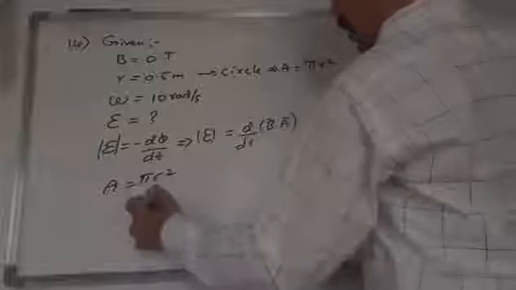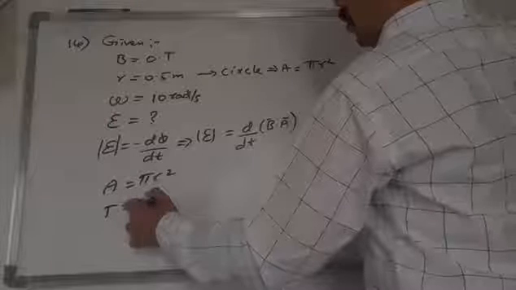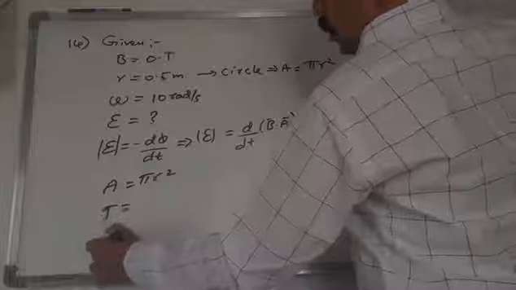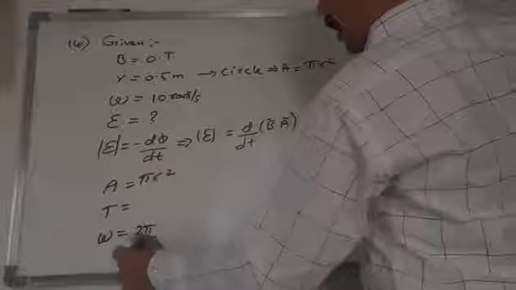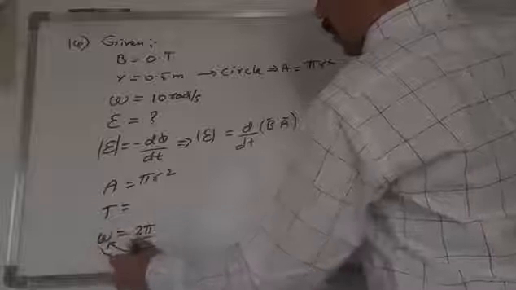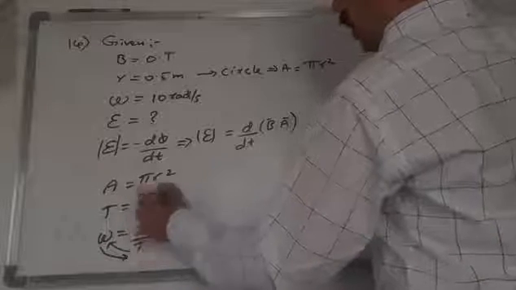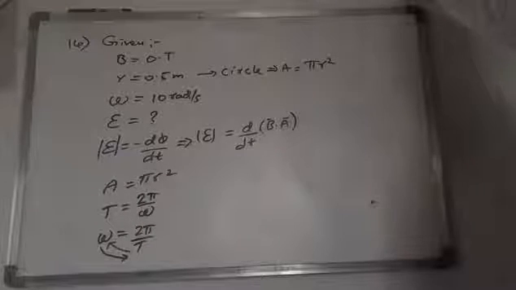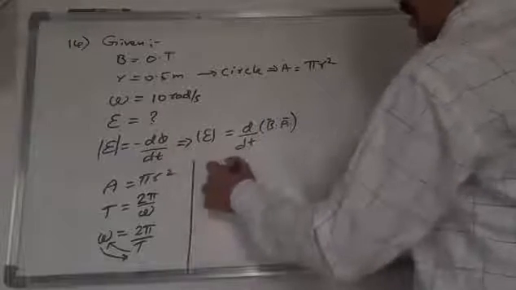And the time period must be equal to, we already know that omega is equal to 2 pi by T. Now bring this T to this side and bring this omega to this side. We will get T is equal to 2 pi by omega. T is equal to 2 pi by omega we got. Now try to substitute these things in this formula. Now what we will get?